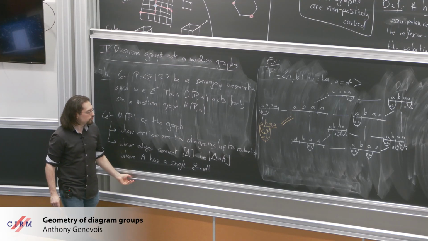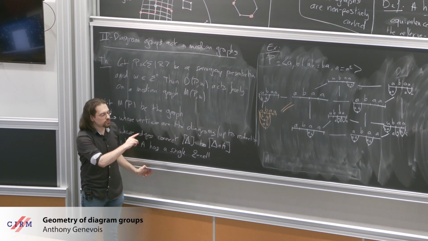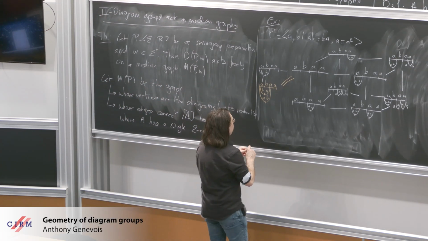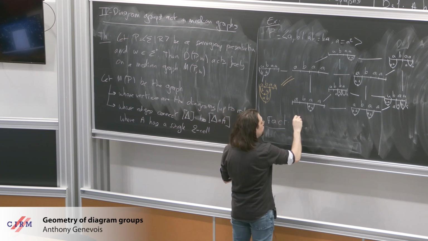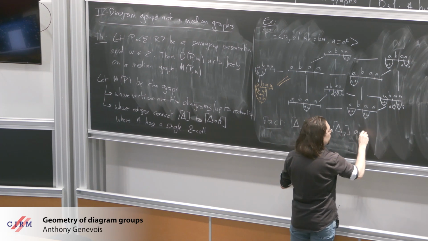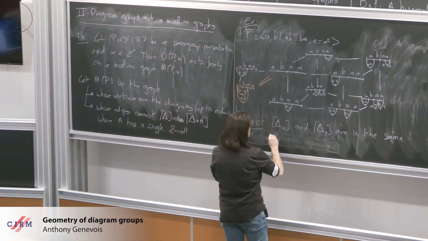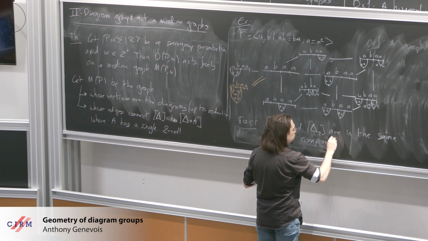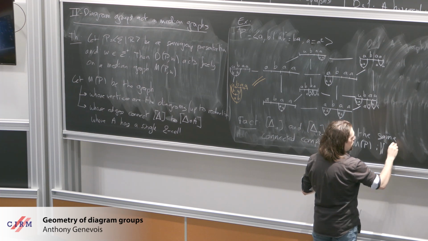But there is something which is not so. It's almost a median graph, but not quite. It's because this graph is not connected, typically. So there is a fact: delta 1, if you take two classes of diagrams, they are in the same connected component of M of P if and only if they have the same top path.